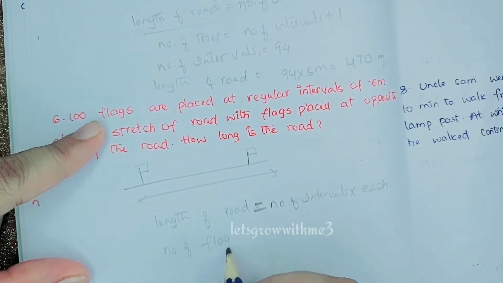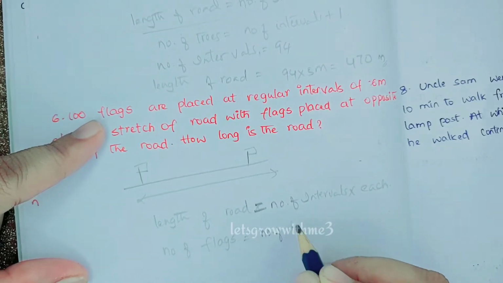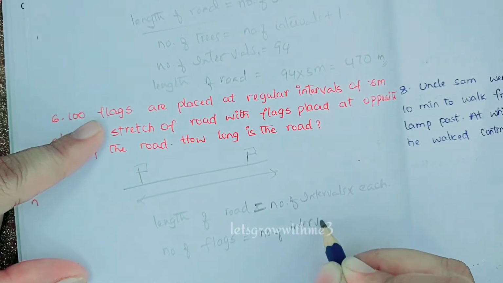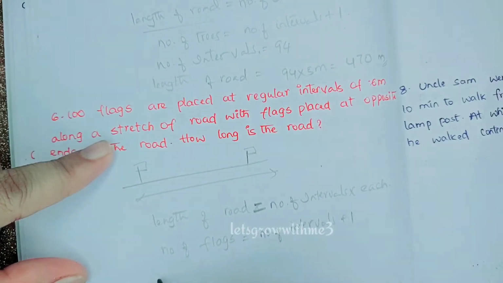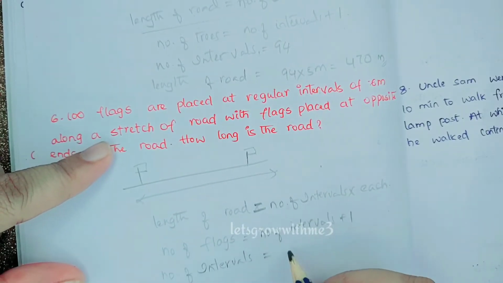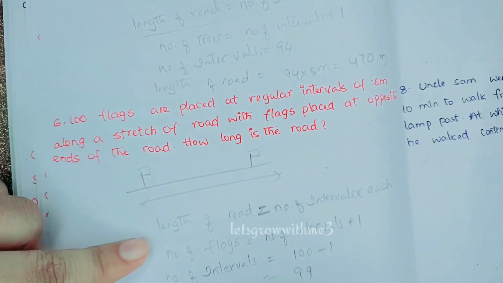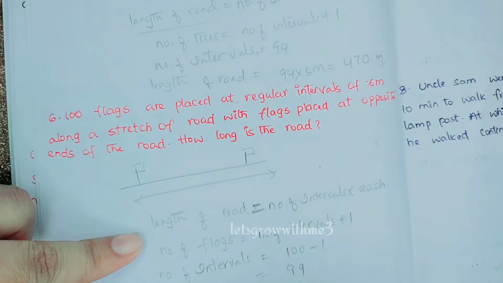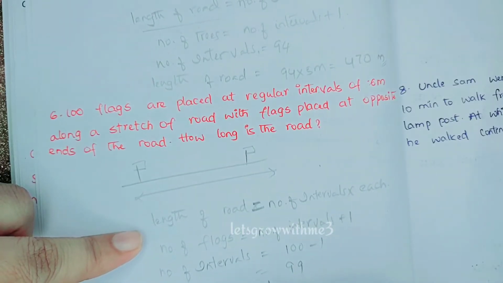To find out the length of the road, we need to find out the number of intervals. Number of intervals is equal to 100 minus 1, which is equal to 99, and regular interval means each interval length, which is equal to 6 meters. So how to find out the length of the road? Now we have number of intervals as well as each interval length. So just multiply 99 times 6. So number of intervals we got 99, and then length of the road is equal to 99 times 6.